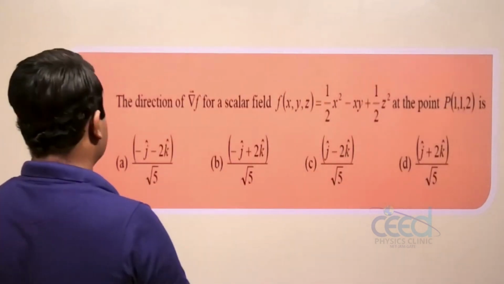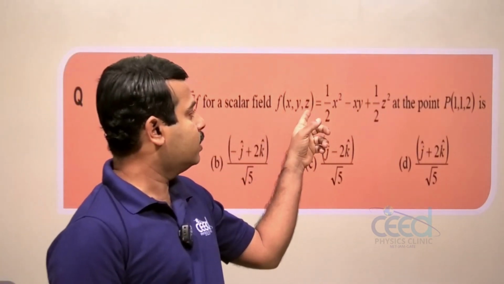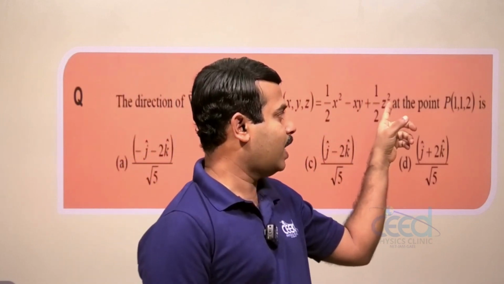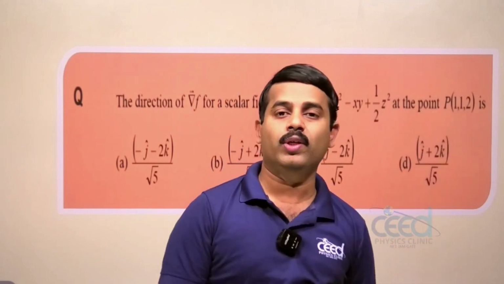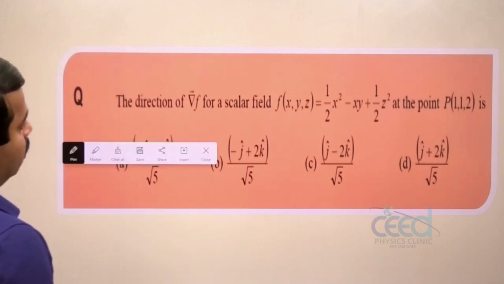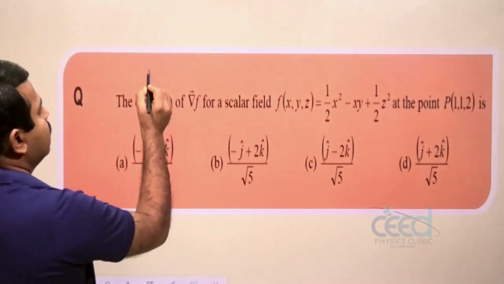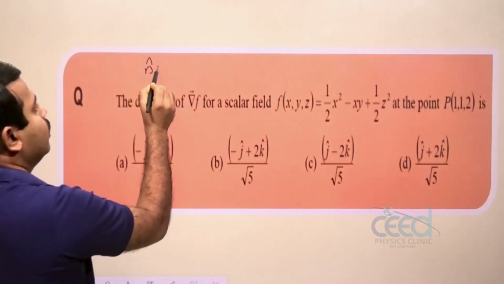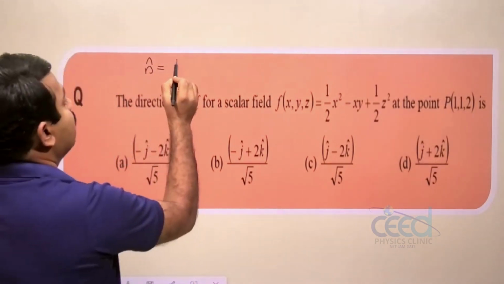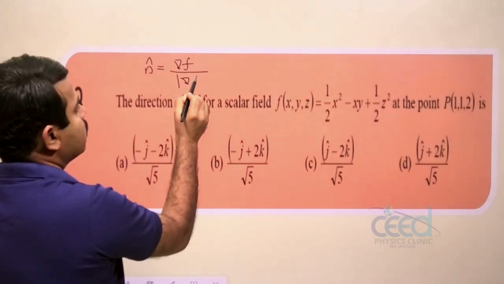The direction of gradient f, right? For a scalar field f(x, y, z) = ½x² − xy + ½z² at the point P(1, 1, 2). Direction of gradient f means a unit vector. What is a unit vector? It represents direction, right? That means gradient f is a vector, and its direction is that vector divided by its modulus, right?